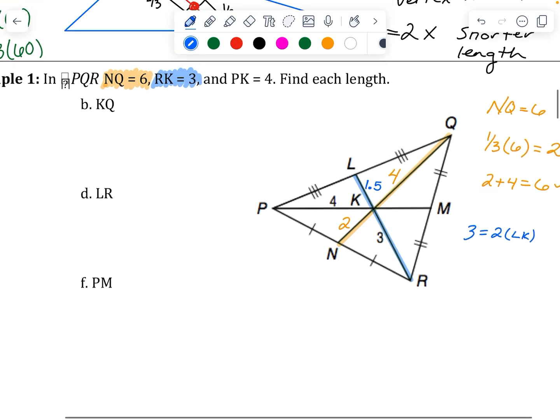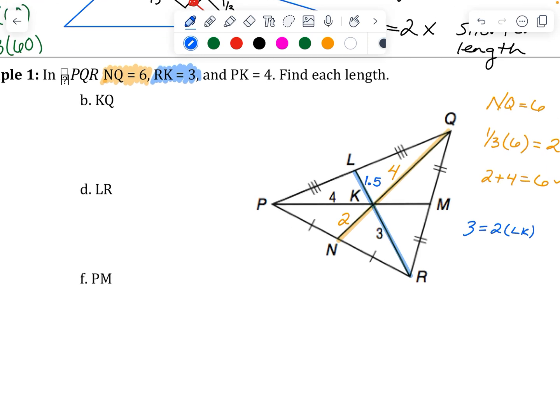So let's check our work just to be sure. If I were to add up 3 and 1.5, RL would be 4.5. 1/3 of 4.5 is going to be 1.5, the shorter part. That works out. And 2/3 of 4.5 is going to be 3, which was RK. So that works out as well.